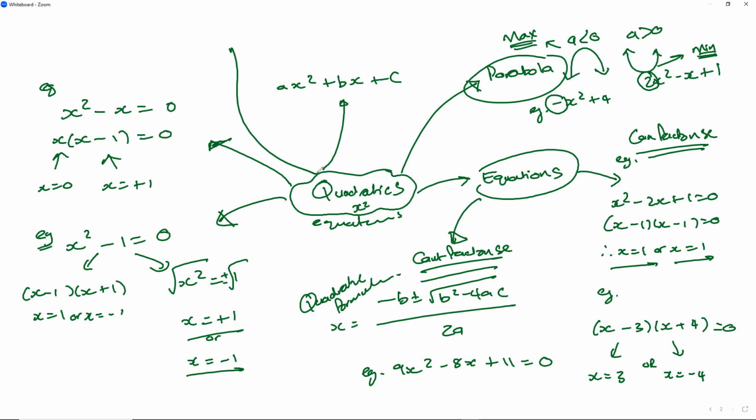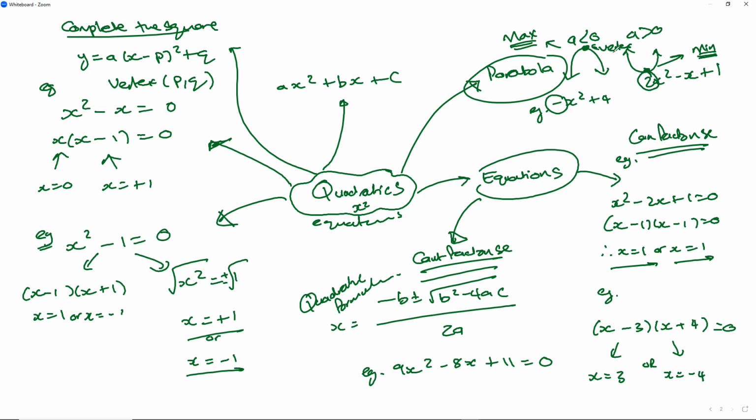Other parts of quadratics is completing the square. When you complete the square, you rewrite the quadratic into the form y equals a(x minus p) squared plus q. And that's the turning point form because the vertex coordinates will be (p, q). What's the vertex? The vertex is that maximum point over there that you get to. So that dot, that coordinate there, is (p, q) when you rewrite it in that form.